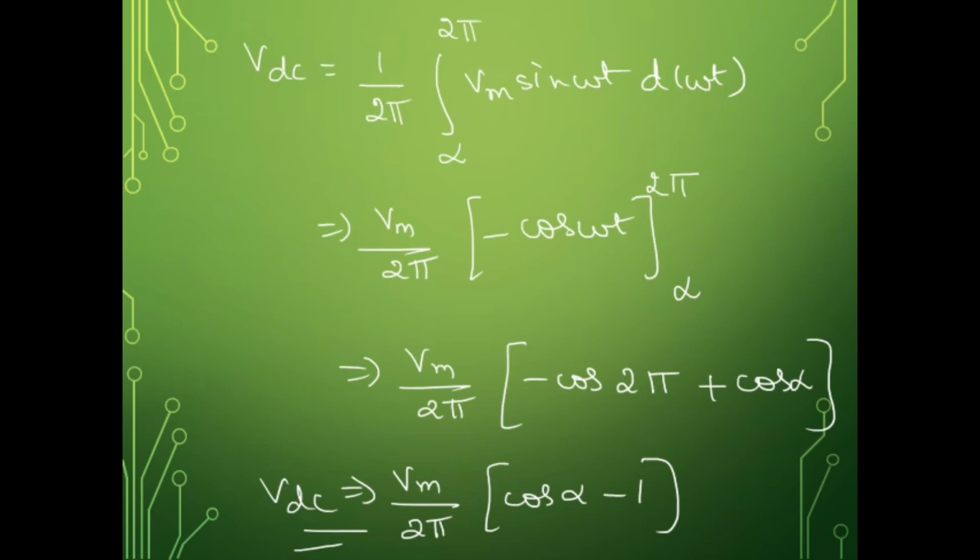So these are the two techniques, on-off control and phase control, which you can use to obtain a variable AC output voltage. Next session we will see the full wave AC voltage controller.